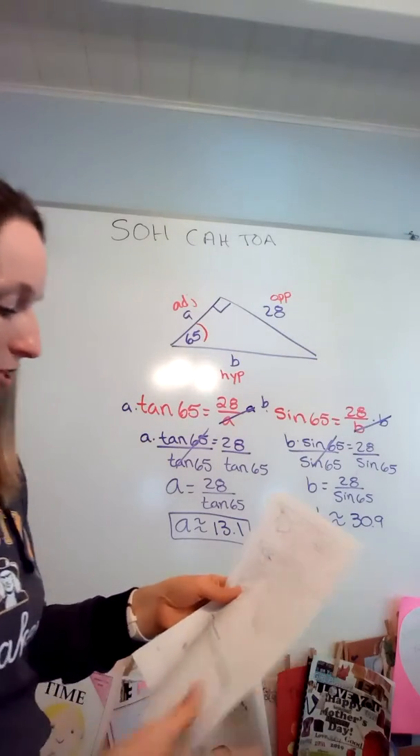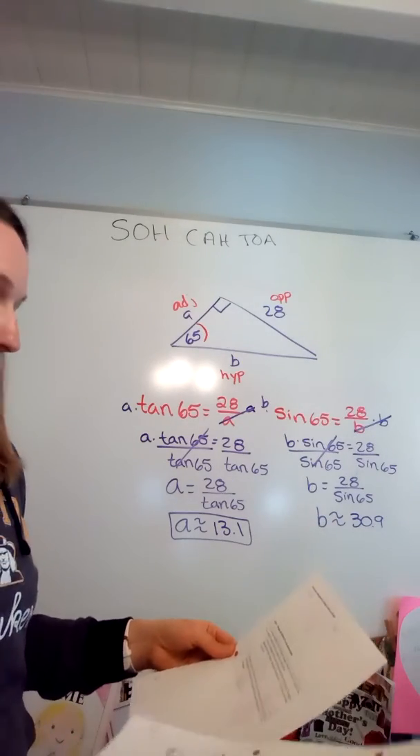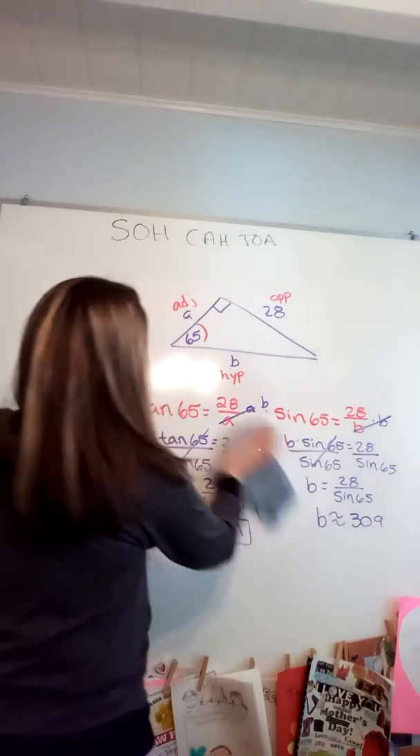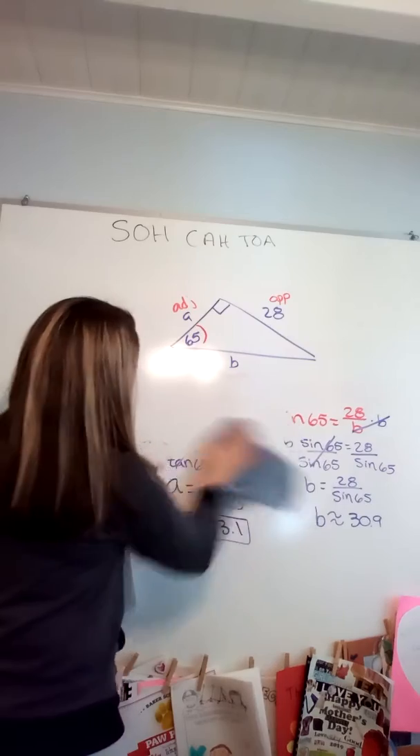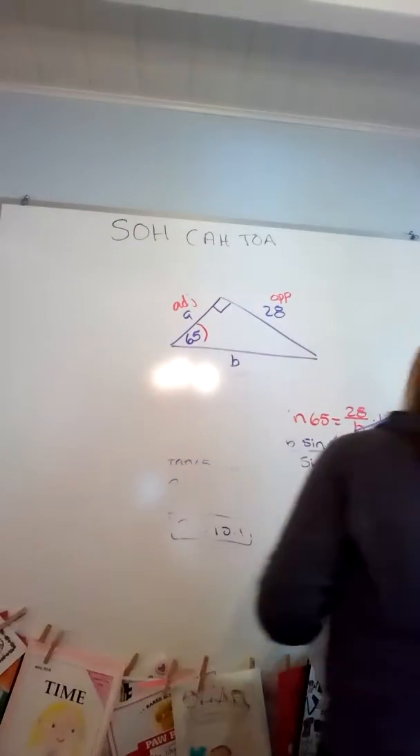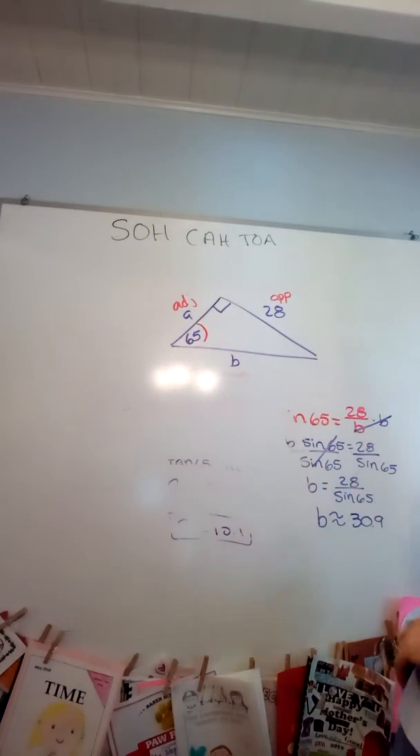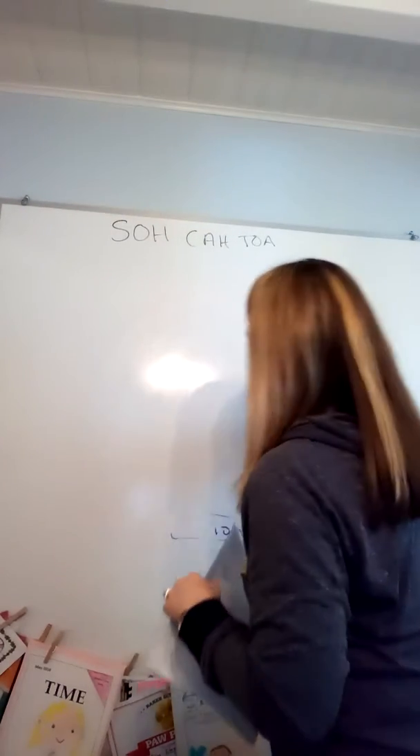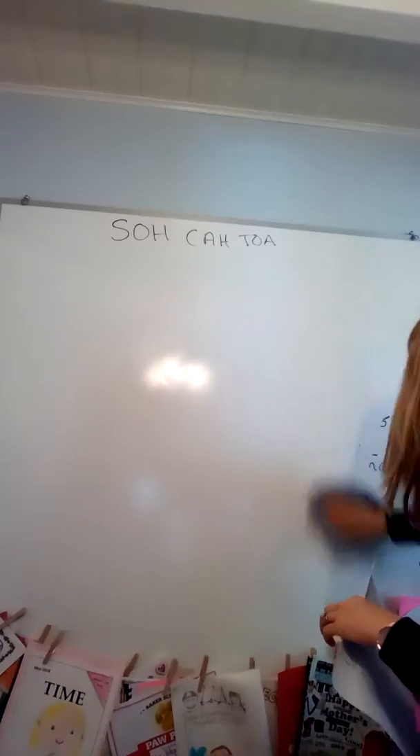Okay. All right, guys, so we just have 2-3 more little problems to do. Okay, so we're going to talk about angle of elevation, depression for just a minute. When I talk about angle of elevation, I want you to think about looking up at an object. And then angle of depression is looking down at an object.